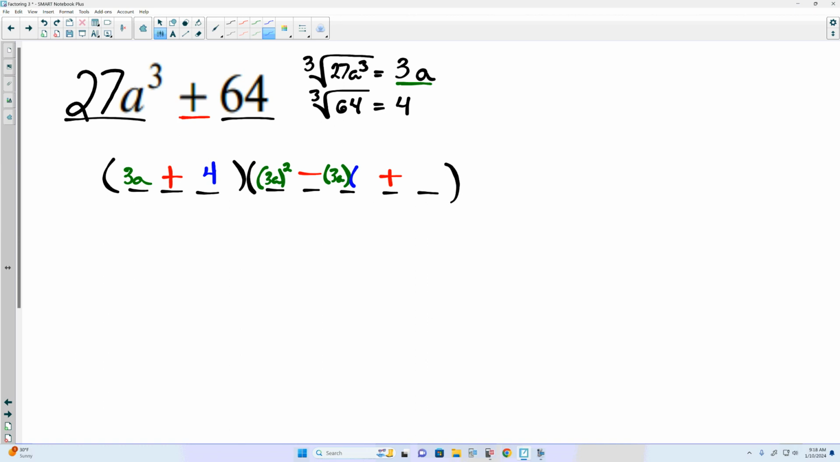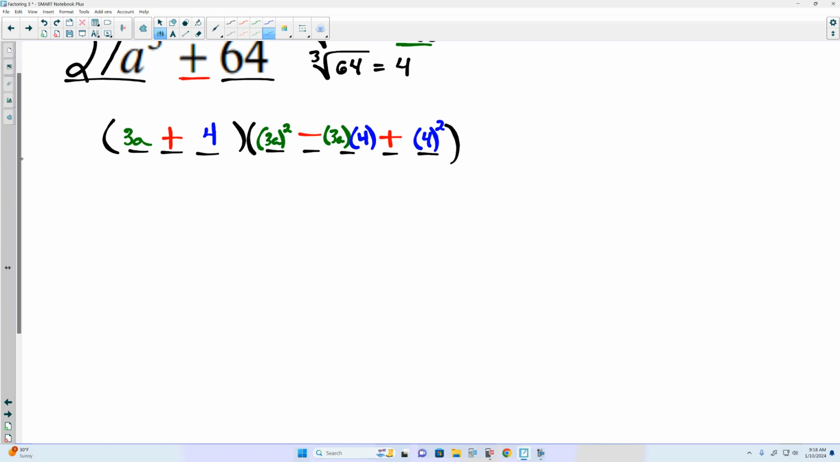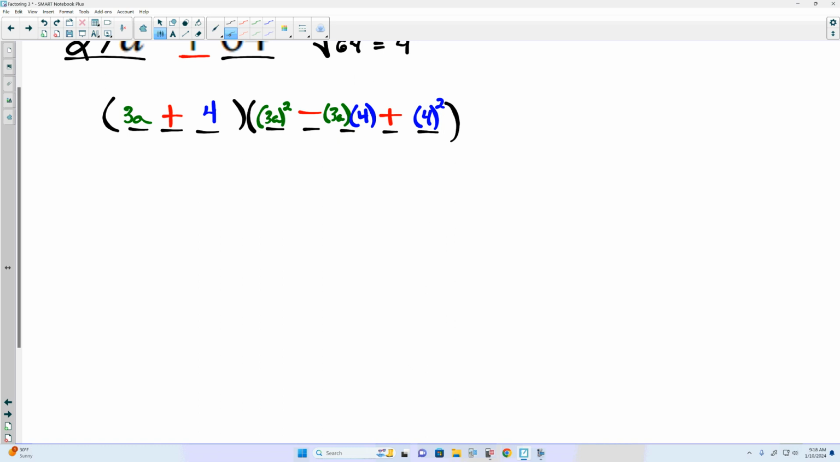So in the middle one, we would have 4 to the first. Last one, we would have 4 squared. We technically do have the 4 with our 3a squared, but it's to the 0 power, which makes it 1, so we don't have to list that one there. Now, even though this one's looking a little bit different than the last ones, our first set of terms is still 3a plus 4. It really doesn't simplify. We don't have to do much to it.